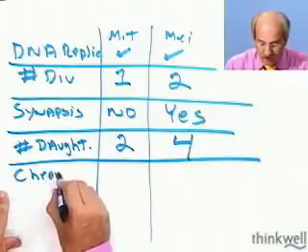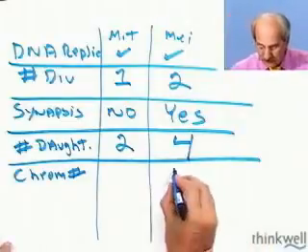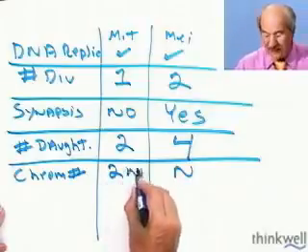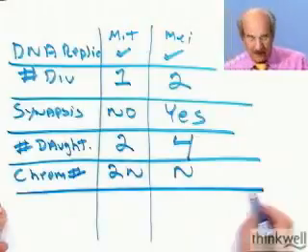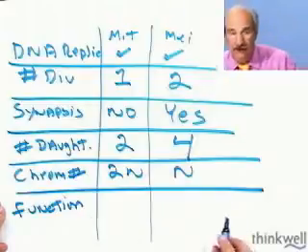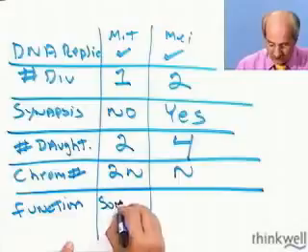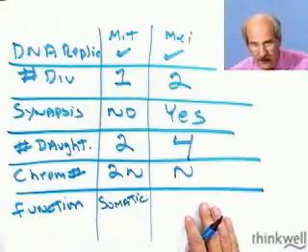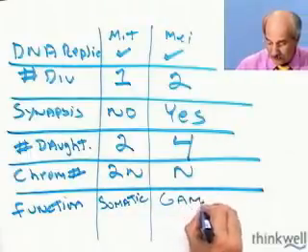The chromosome number, I'm going to use N's and 2 N's here. In meiosis, we have the basic N, but in mitosis, we have the same number as the parent cell, 2N. And last but definitely not least, function. Function, mitosis, somatic cells. Skin cells, liver cells, brain cells, bone cells, blood cells, everything except gametes.